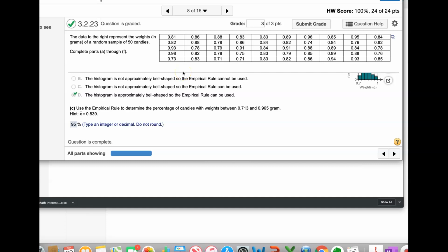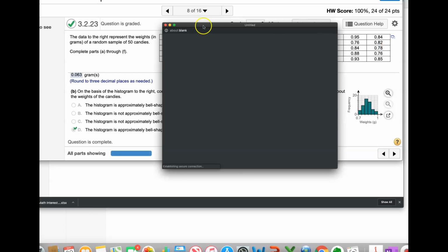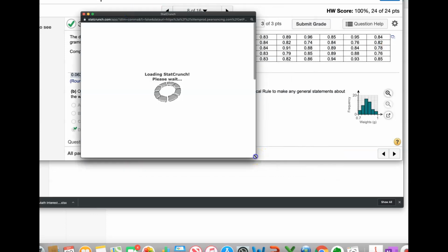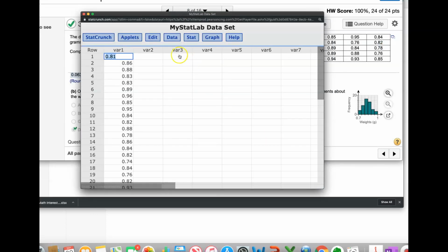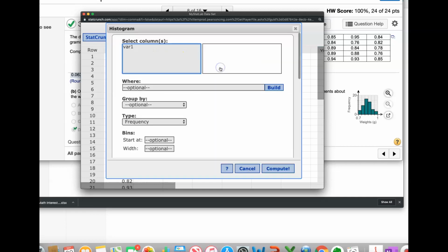Let's take a look at problem 3.223. We're looking at the empirical rule. You have this data. You would open it up in StatCrunch. And once you open it in StatCrunch, you want to take a look at its distribution. And to look at its distribution, that means you want to look at a histogram.